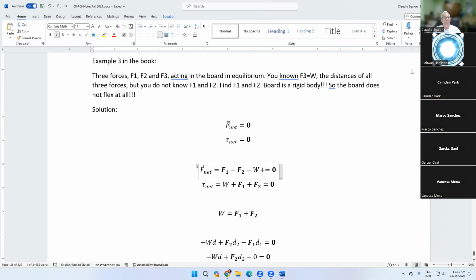Okay, let me Control Alt Delete here. Maybe it's gonna go faster. Yeah, definitely the problem is Word, Microsoft Word.